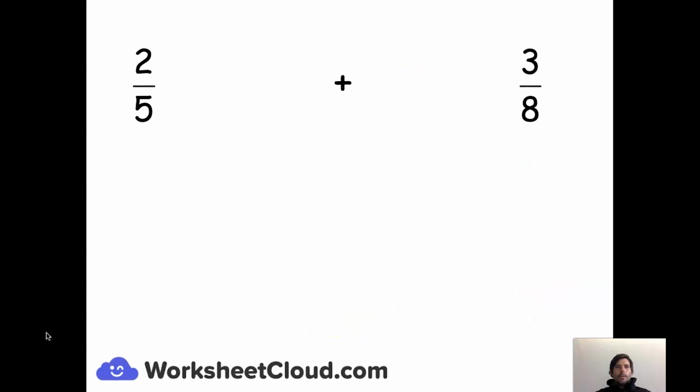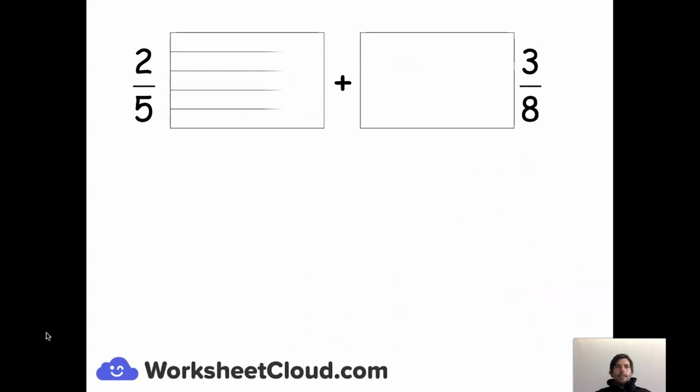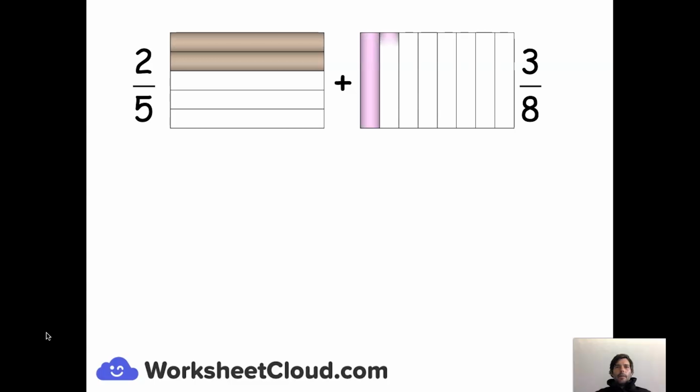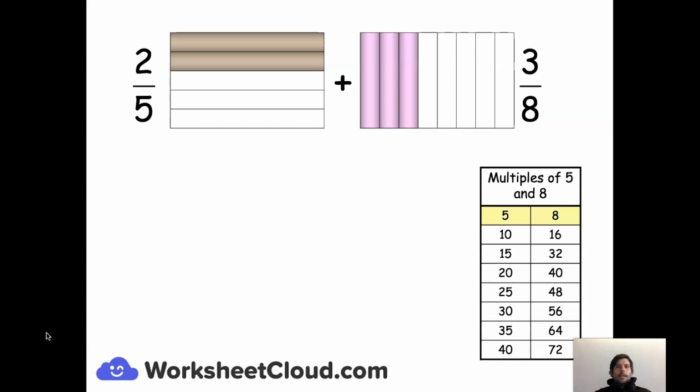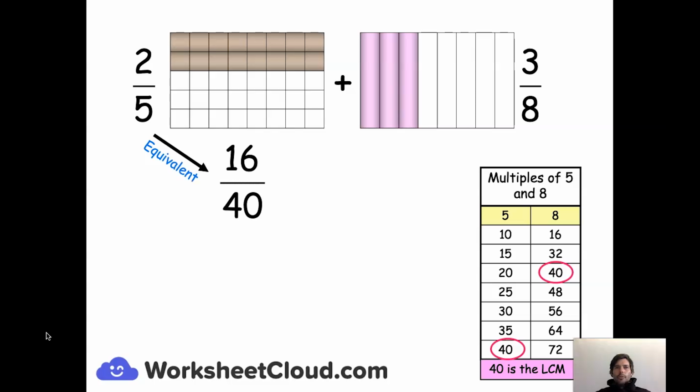Right, let's have a look at another one. 2/5 plus 3/8. So that's what they'll look like if I represent them as fractions with some graphics. I know I need to write out the times tables of the denominators, 5 and 8. I know I need to look for the lowest number that occurs in both sets, which is indeed 40. Now I need to change the denominators to 40. So how do I change 5 to 40? Well, 5 times 8 is 40. So therefore, I must do the same to the numerator. 2 times 8 is 16.